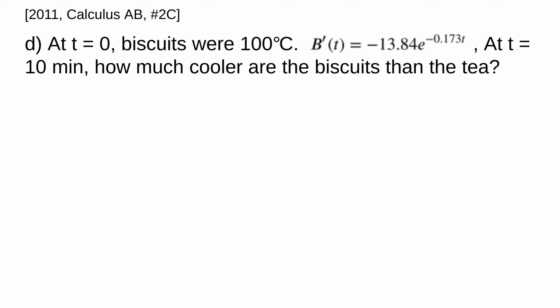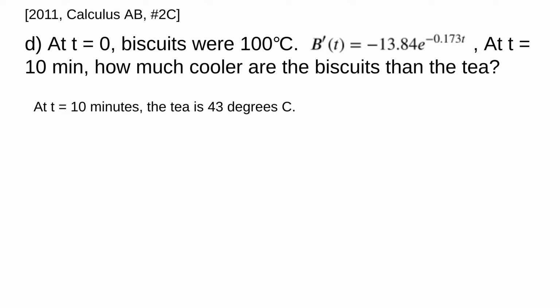In part D of this question, at t equals 0, biscuits were 100 degrees Celsius, and we have this function b prime of t equals negative 13.84 e to the negative 0.173 t, which gives us the rate at which the biscuit's temperature is changing. At t equals 10 minutes, how much cooler are the biscuits than the tea? Basically, we just need to find the temperature of the biscuits and the tea at t equals 10 minutes. We're given the temperature of the tea at 10 minutes. That's in the table. It's 43 degrees Celsius.